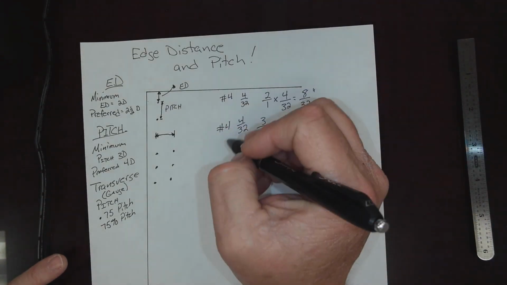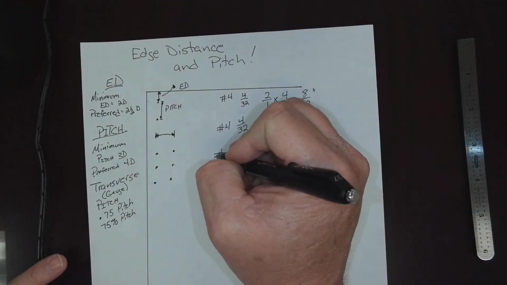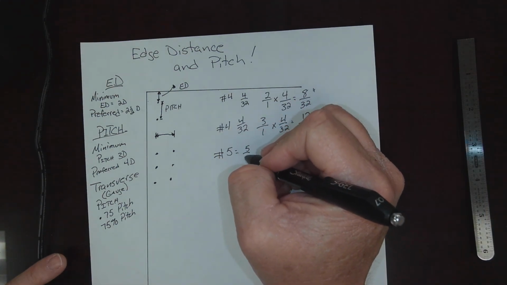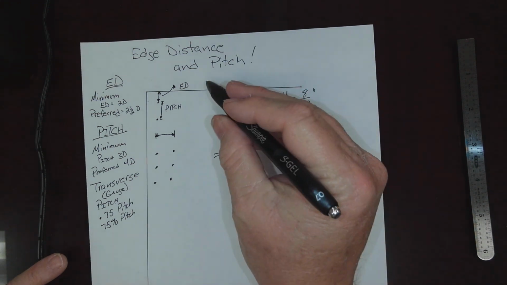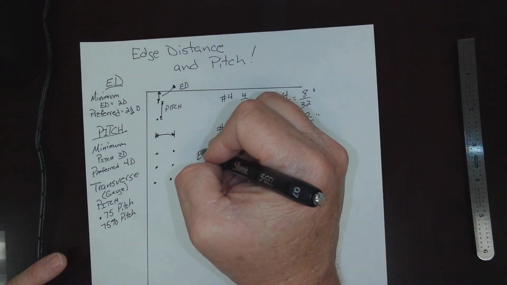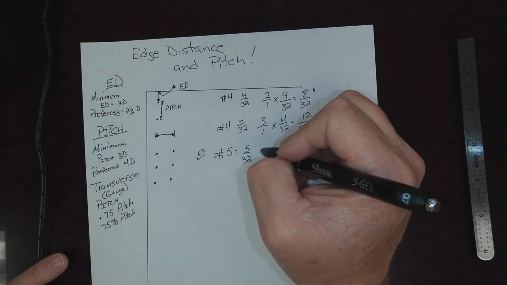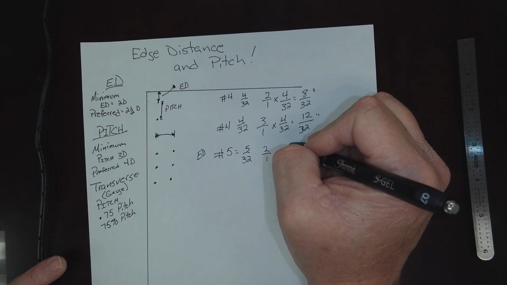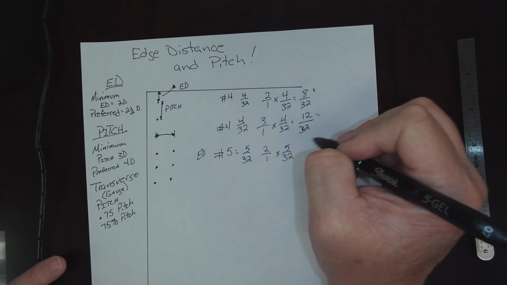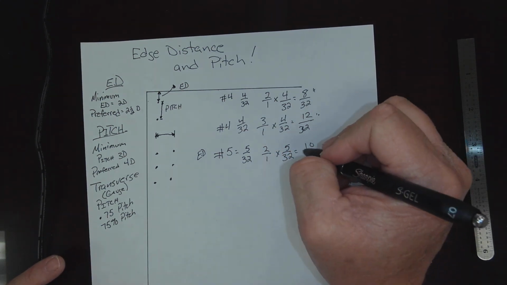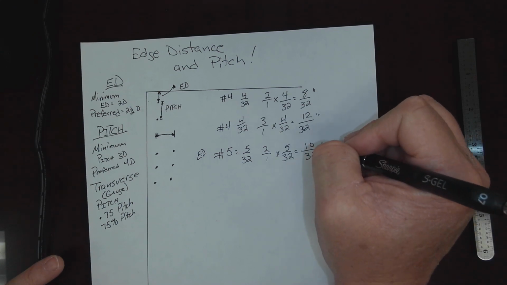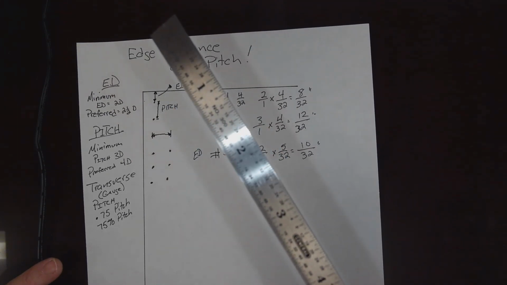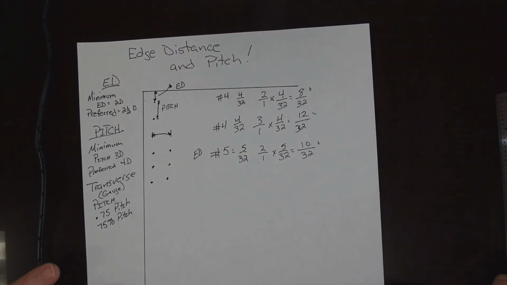Now, let's solve for some number 5 rivets. A 5 rivet equals 5/32. And if we were going to go with ED, we know our minimum rule is 2. So we could say 2/1 times 5/32. Well, how about that? 10/32. That can easily be found on our required 32 and 64 scale ruler. So we don't have to do any math conversions.